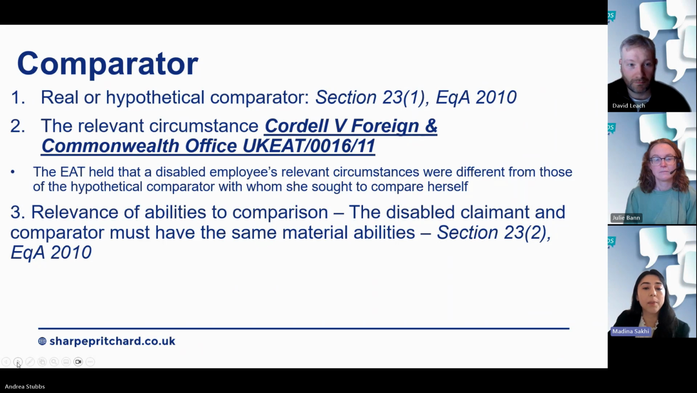And lastly, the relevance of abilities of comparison. The disabled claimant and comparator must have the same material abilities, and that's under Section 23(2) of the Equality Act.